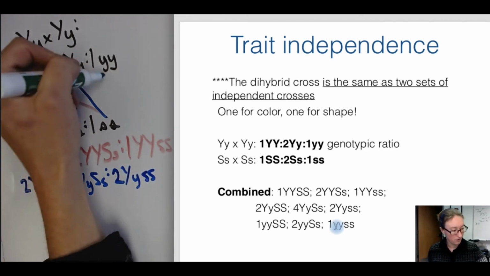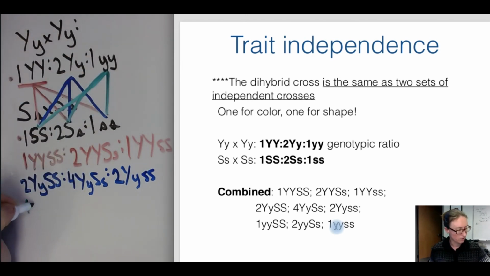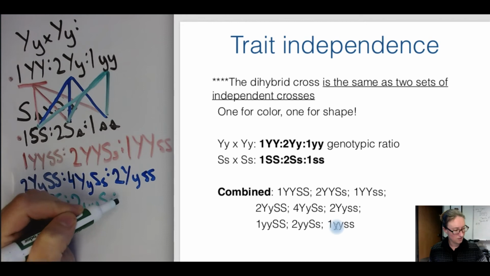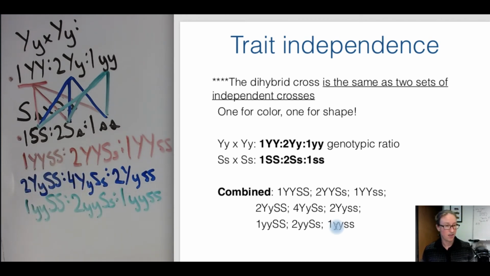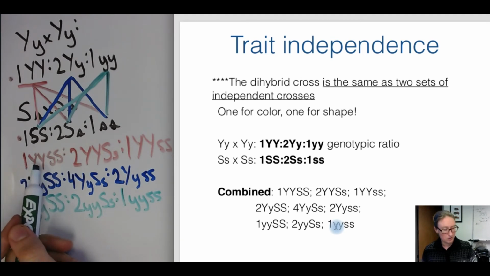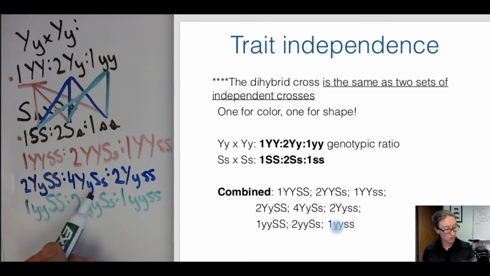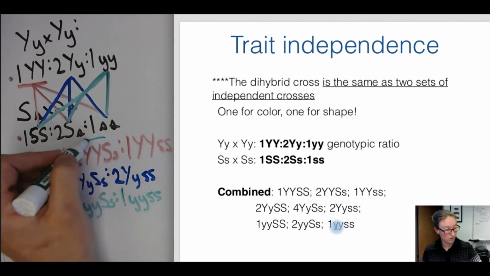And similarly for the little y's, right? Nothing magical here. Just 1 little y, big S, to 2 little y, big S, to 1 little y, little s. And so let's see, we've got, this is going to be yellow smooth, yellow wrinkled, yellow smooth. So that's what, 4, 5, 6, 7, 8, 9 yellow smooth right here.